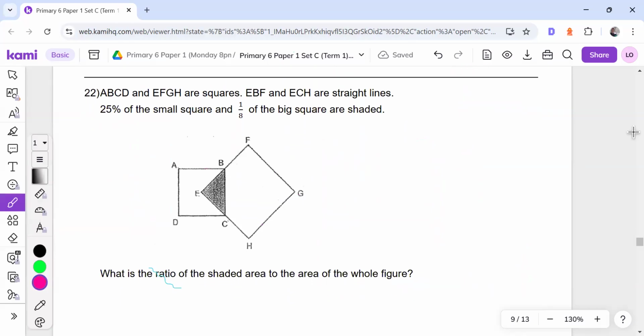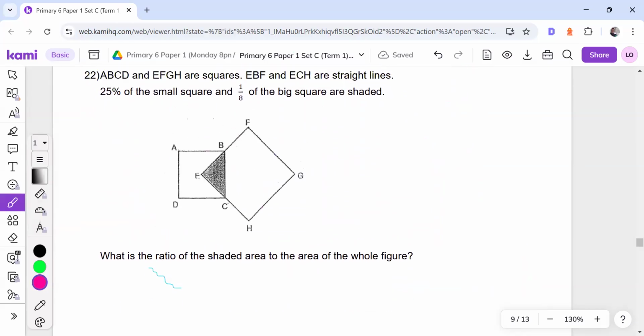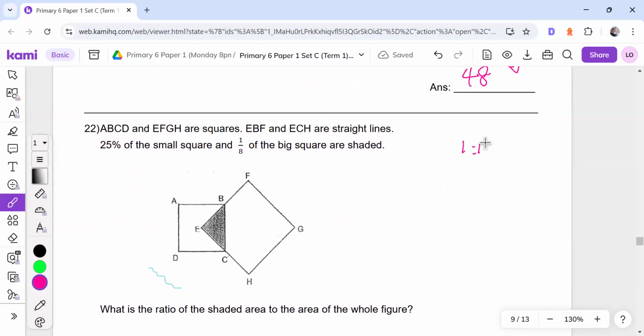Question 22. If you get it wrong, Miss Wan will tell you why you don't know how to do it. The answer is 1 is to 11. Now, this is a ratio question because the question asks you to find the ratio, but there is no ratio inside the problem. So can you change the percentage and the fraction to ratio? Do you know how to do that?